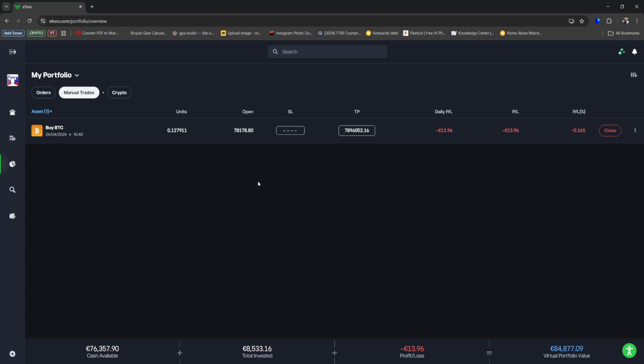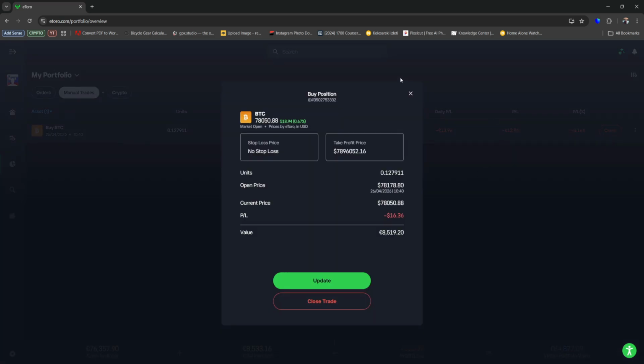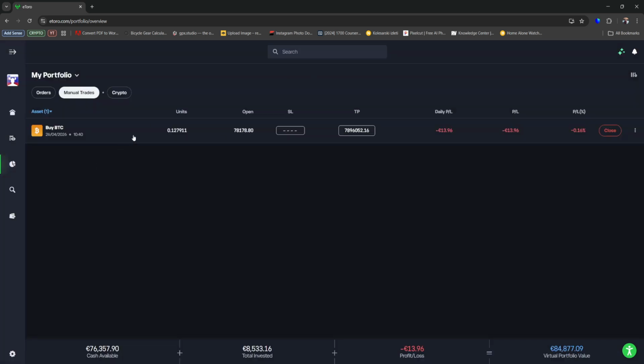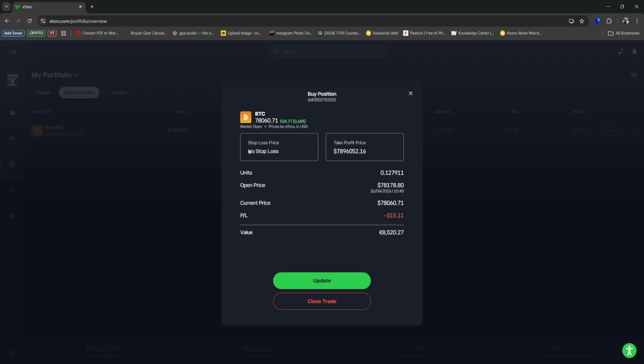Okay, so now as you can see, I have here my Bitcoin position, which I bought. Now if you click on it, you will see here if you put a stop loss price or set a take profit price, then you will see how many units you have, the price when you opened it, the current price, how much profit or loss you have, and the value.